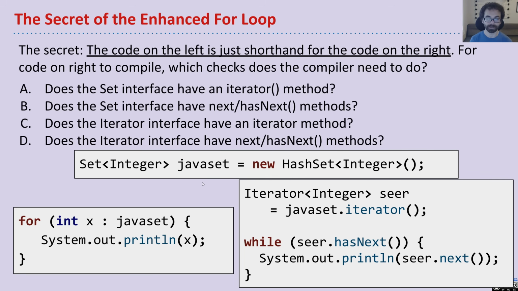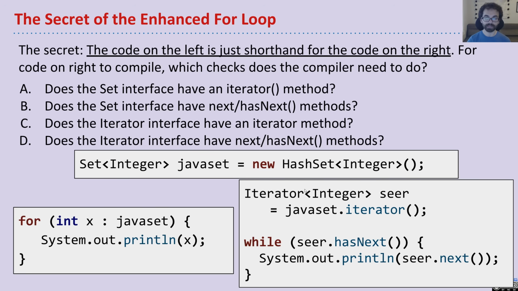So I have a question for you. What needs to happen in order? Let's look at this ugly code right here. So one of the secrets that we'll see soon is that this nice for loop here, the nice enhanced for loop, is just the ugly for loop in disguise.